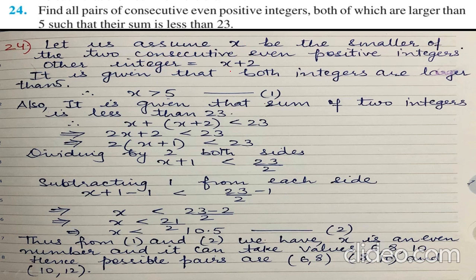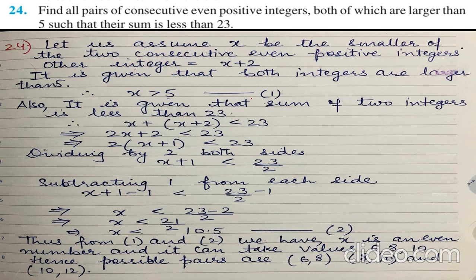The difference between them will be 2. Now it is given that both integers are larger than 5. Now if they are larger than 5, the smaller integer x must also be greater than 5. So x is greater than 5. This is the first inequality.